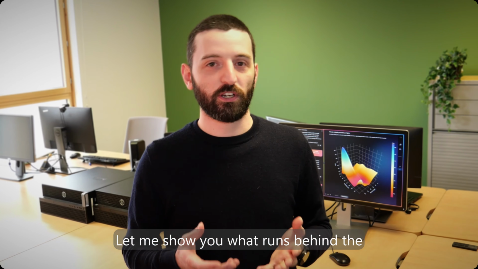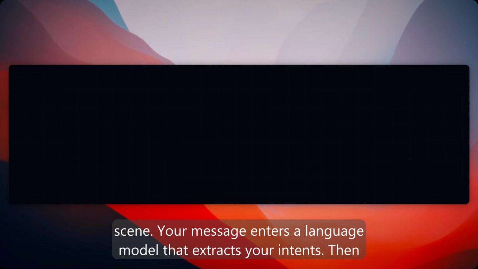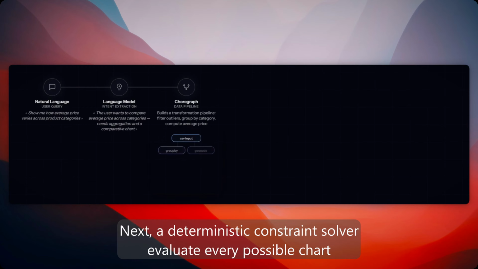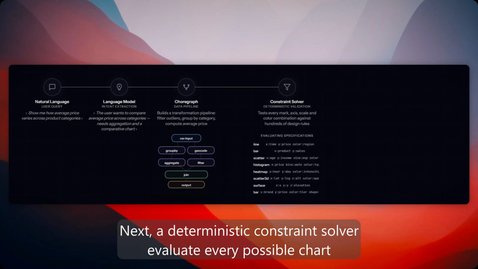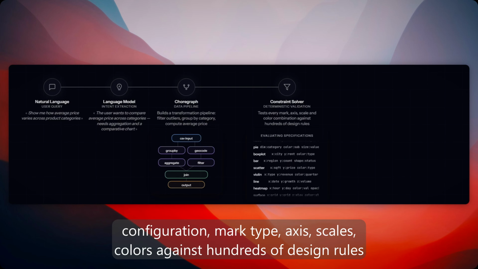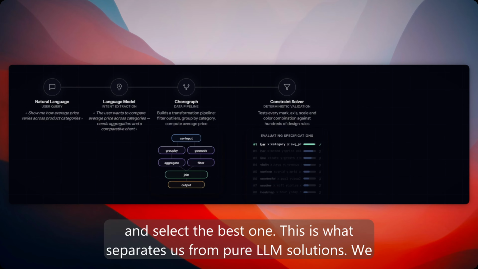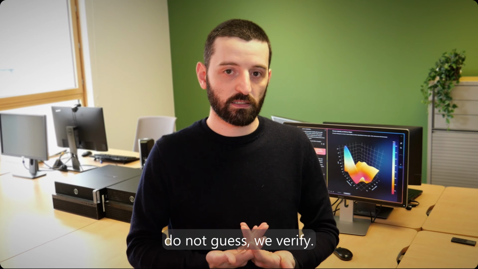Let me show you what runs behind the scenes. Your message enters a language model that extracts your intent. Then, Choregraph, our data pipeline engine, builds the transformation your data needs. Next, a deterministic constraint solver evaluates every possible chart configuration, mark type, axis, scales, colors, against hundreds of design rules, and selects the best one. This is what separates us from pure LLM solutions. We do not guess, we verify.